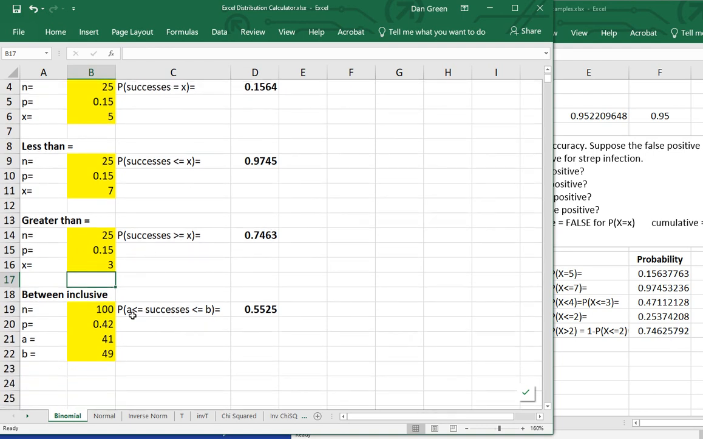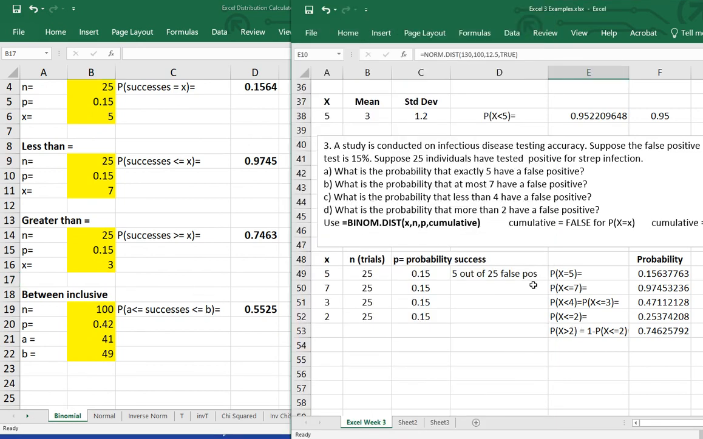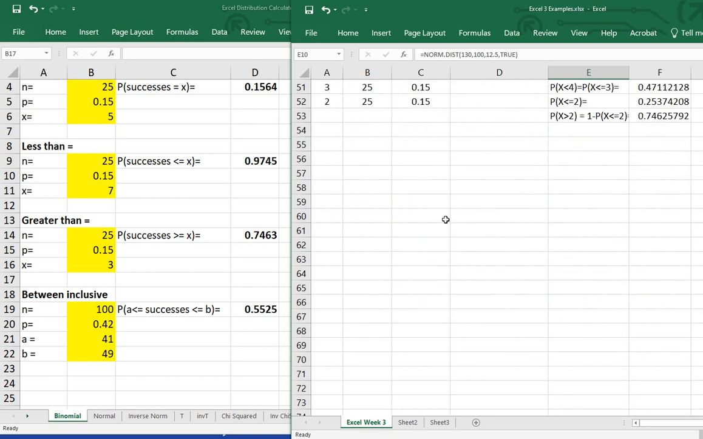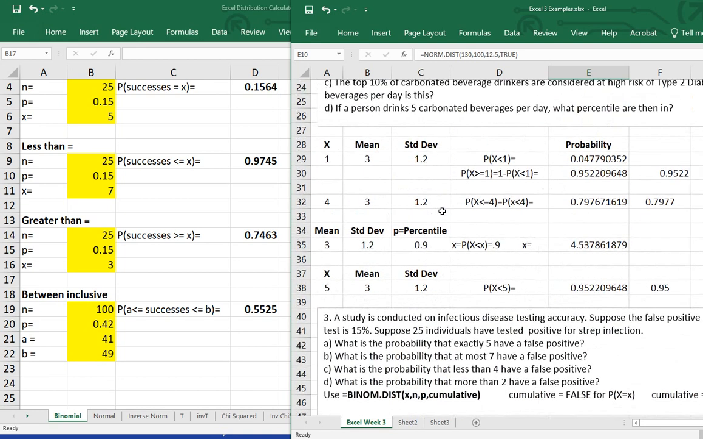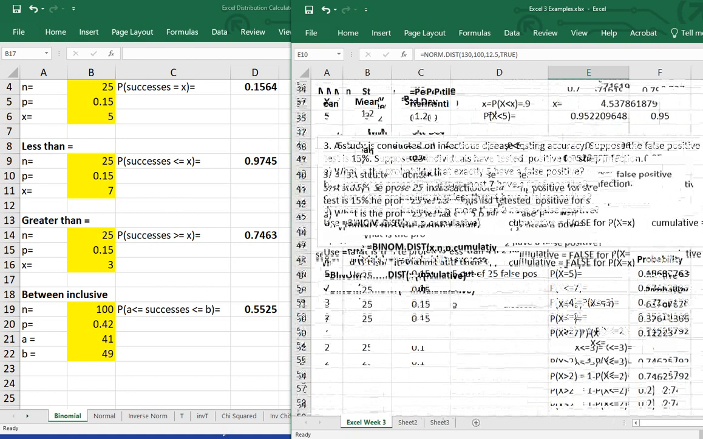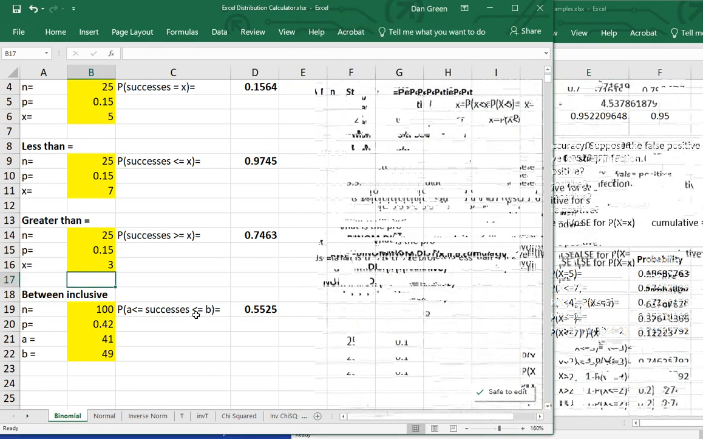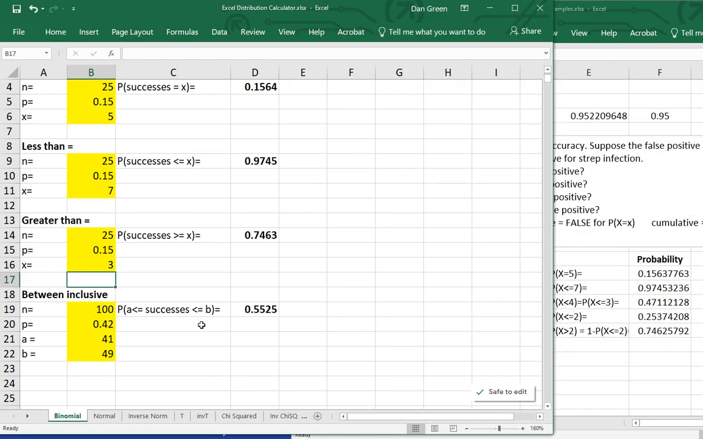Just have to make sure here you're using less than or equals, so you have to include the numbers. I don't know that we did a between here because we did a normal and then we did a binomial. And it'll do more than that, and we'll be doing a little bit more of that later, and I'll do some demonstrations for that too.